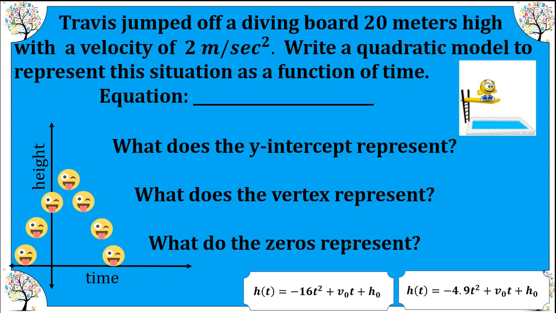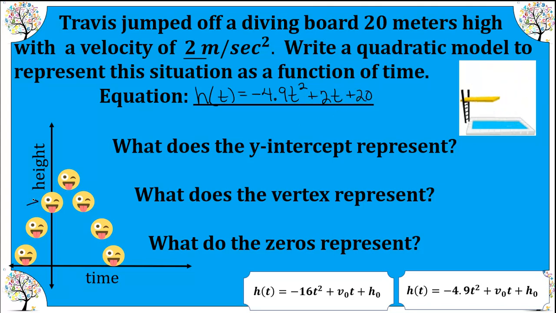Okay, let's take a look at one last example. Travis jumped off a diving board 20 meters high with a velocity of 2 meters per second squared. Write a quadratic model to represent this situation as a function of time. So we are going to use our negative 4.9 because we're dealing with meters. So the height is going to be negative 4.9 times t squared plus our velocity plus the initial height.